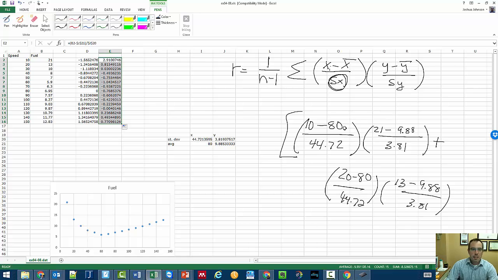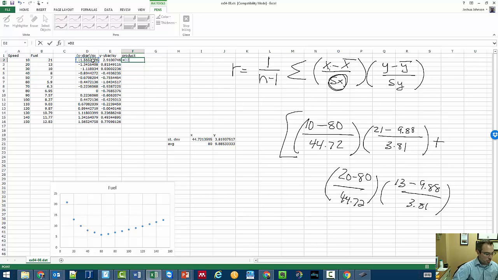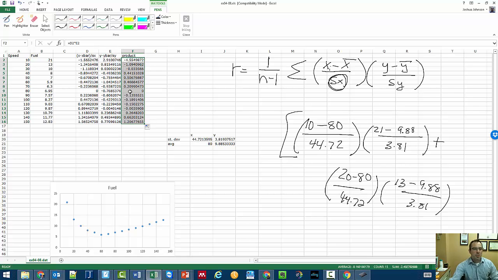So I did this part. I did the x minus x bar divided by the standard deviation of x. That's what all of these numbers are. Remember, I need to multiply them together. So here is the formula x minus x bar divided by s of x, and here is y minus y bar divided by s of y. All right, so now I'm going to do the product of those two things. It's going to be an easy one, just equals these two things multiplied together. So the asterisk is the multiplication. And I'm going to drag this down. Boom, there's all my products.